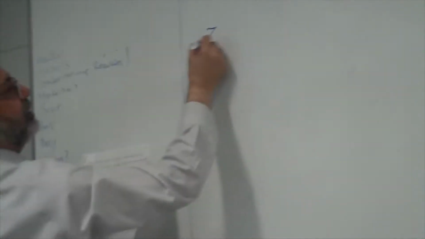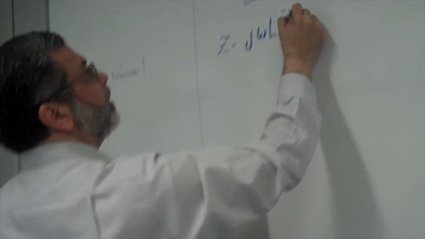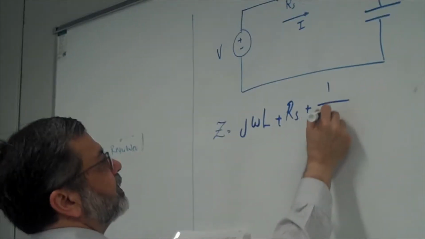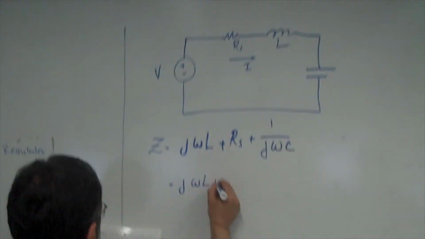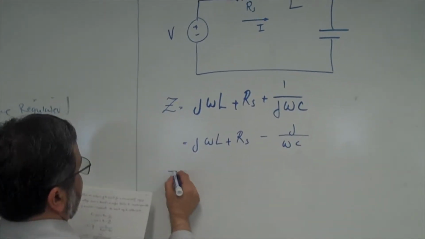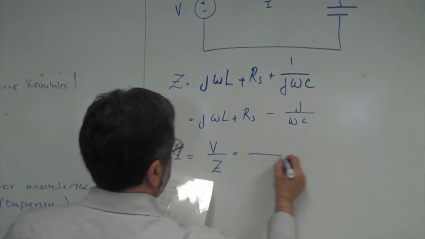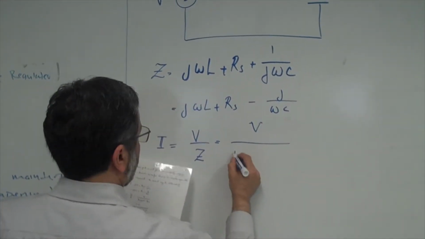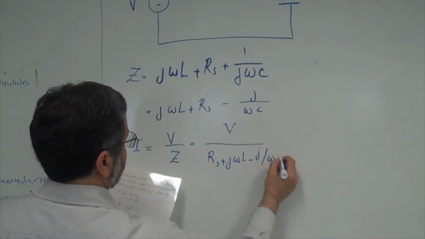Now, in this circuit, the Z, which is the total impedance, is j omega L plus RS plus 1 over j omega C. If I want to find I, this is j omega L plus RS minus j over omega C. The value of I, which is always the voltage divided by the impedance, is going to be V over RS plus j omega L minus j over omega C.